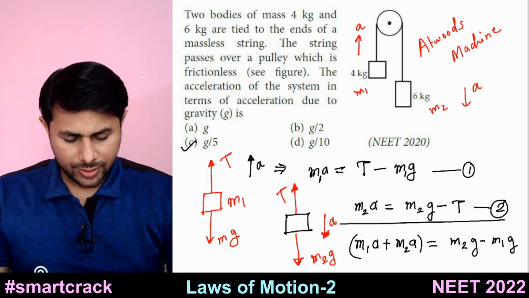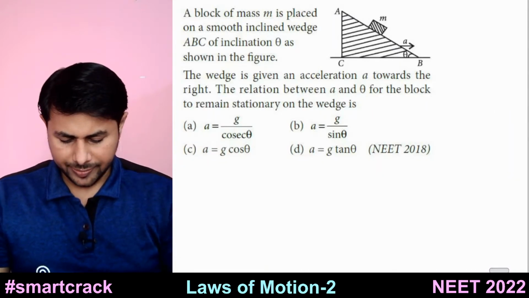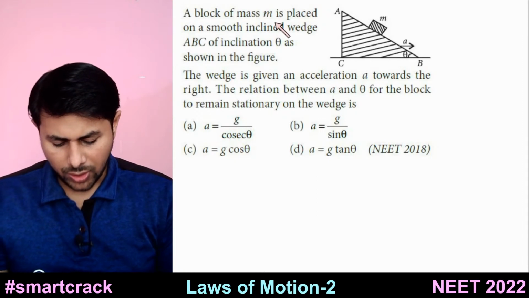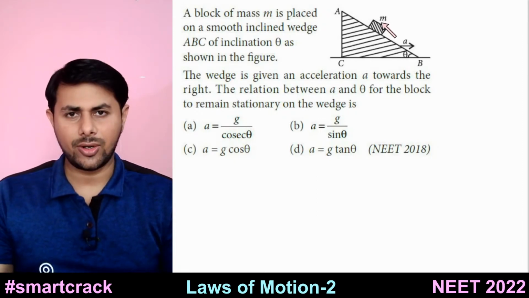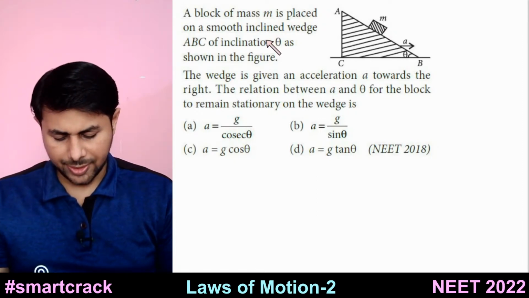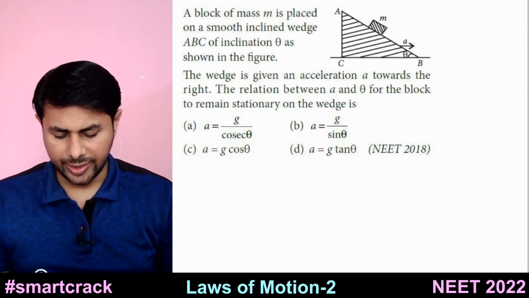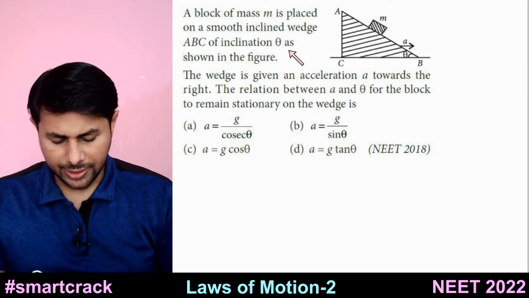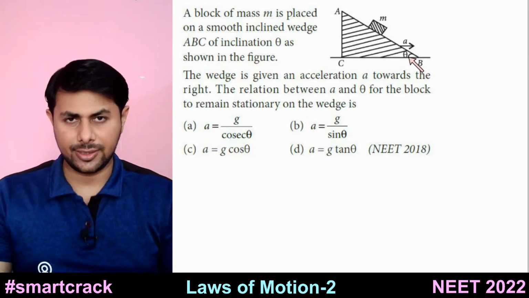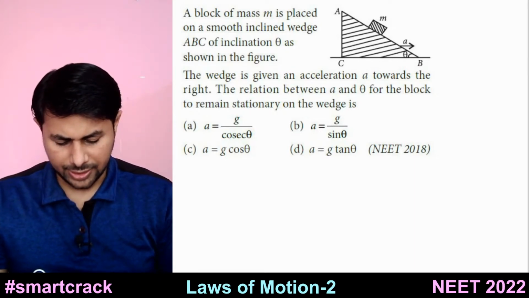Good. So let's move on to the next problem. The next problem is a block of mass m. So this is the block of mass m placed on a smooth inclined wedge ABC. This is the inclined wedge of inclination theta. So theta is the inclination, as shown in this figure.